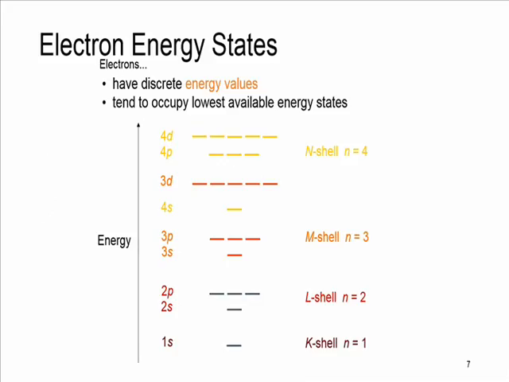What if we have larger atomic number? How can we perform electron configuration? First, we need to know the electron energy state for different subshells in shell numbers, as electrons tend to occupy the lowest available energy states. So they find the lowest available energy state from here.